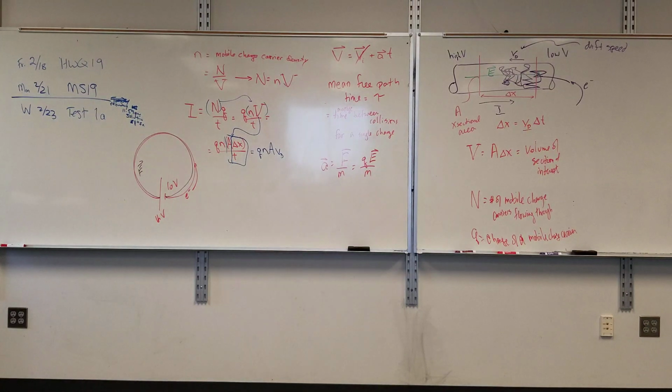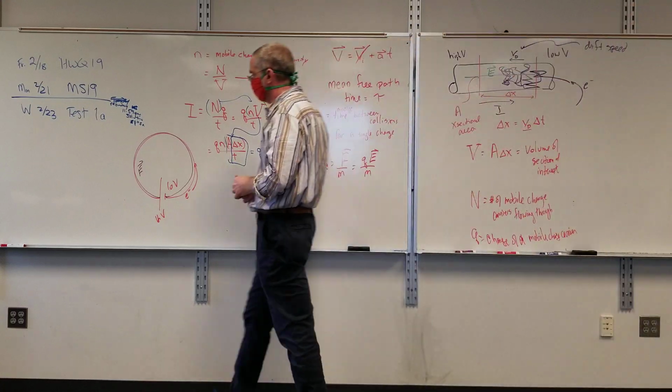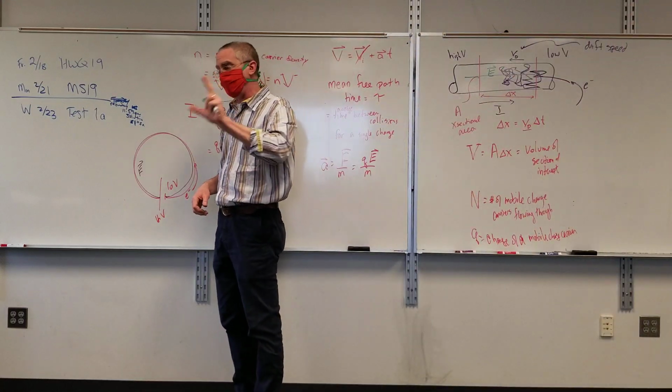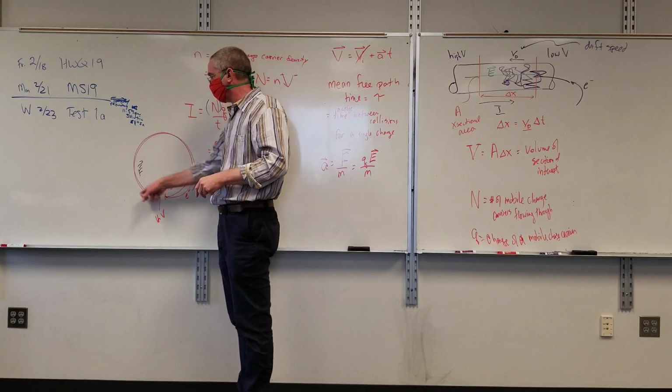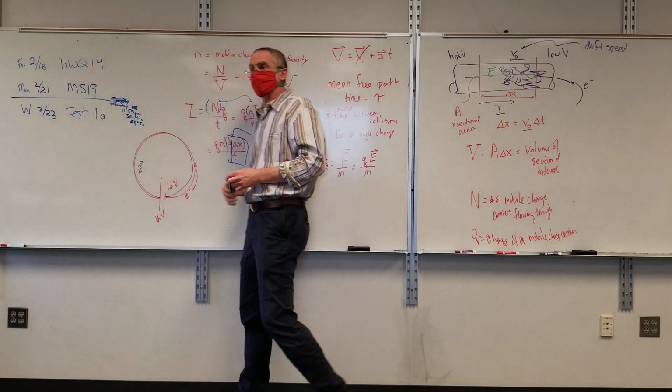Because there's no buildup of charge anywhere, whatever charge I have flowing in one part of the wire is equal to the charge flowing in another part of the wire. A little bit of a hand wave here, but making the general case for the fact that the electric field throughout the wire is relatively constant.